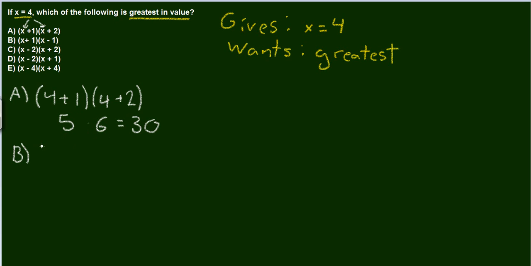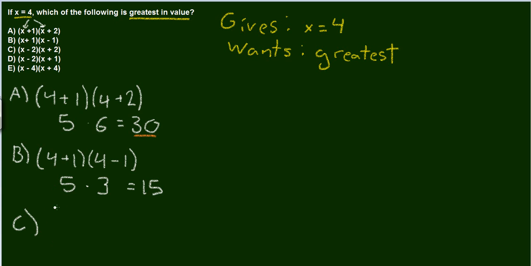For B, we're going to get 4 plus 1 times 4 minus 1. 4 plus 1, again, 5. 4 minus 1, this time it's going to be 3. 5 times 3, 15. That's not so good. So far, 30 is our champion. Let's keep going, see if we get anything bigger than 30. And also, we'll make a mark that B is now out.